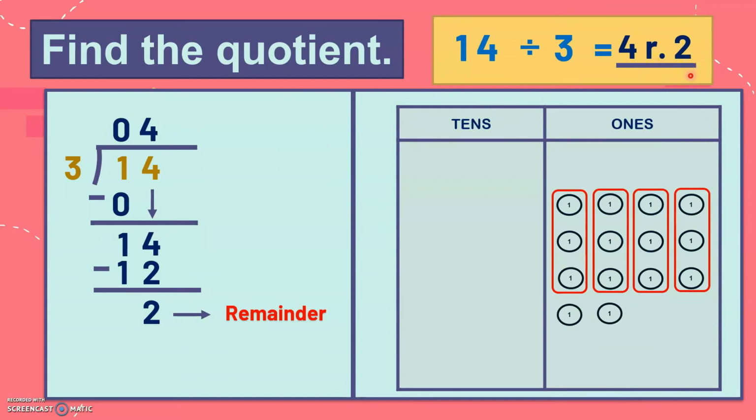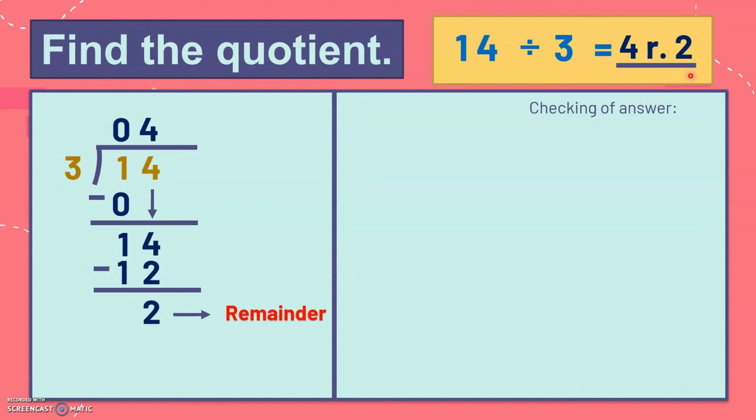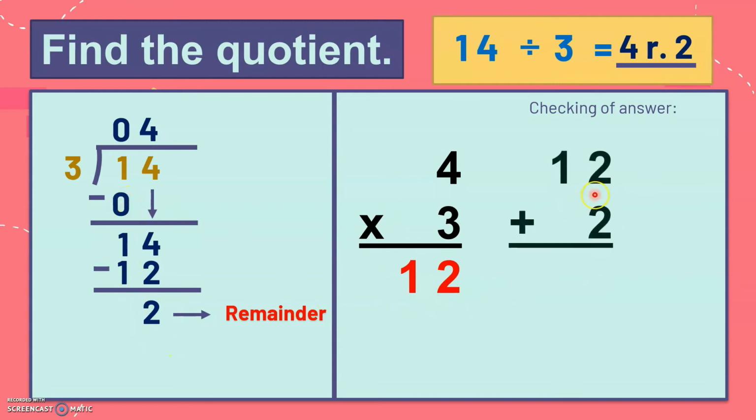Okay? So to check it, let's multiply the quotient and the divisor, then add the remainder. So 4 times 3 is equal to 12. And then we'll add the remainder. 12 plus 2, the remainder, the answer is 14. So our dividend is the same as our answer. Okay, so it means our answer is correct. Okay, another one.